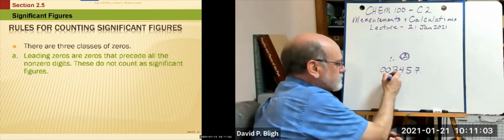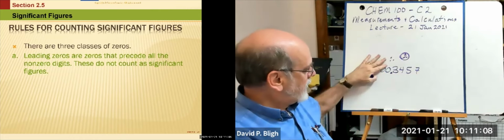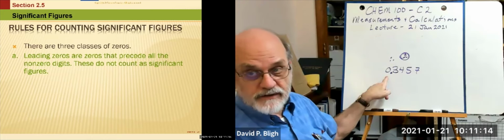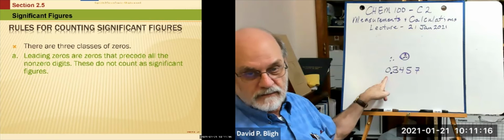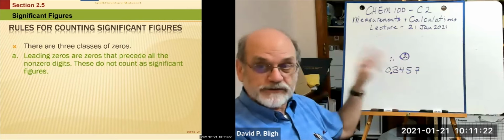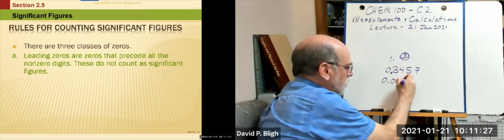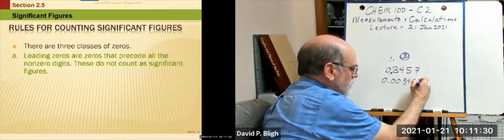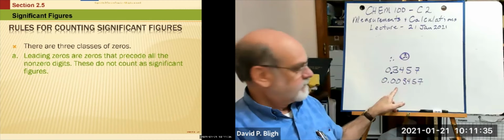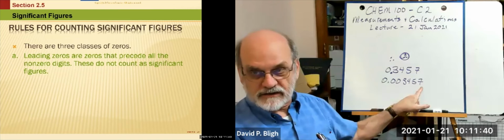But suppose the decimal is there and we only need one zero. That leading zero is not significant, right? But we still have four significant figures. We just don't count the zero because it's to the left. What if we had this? Those three zeros are not significant, but these four digits are significant. So we still have four significant digits.